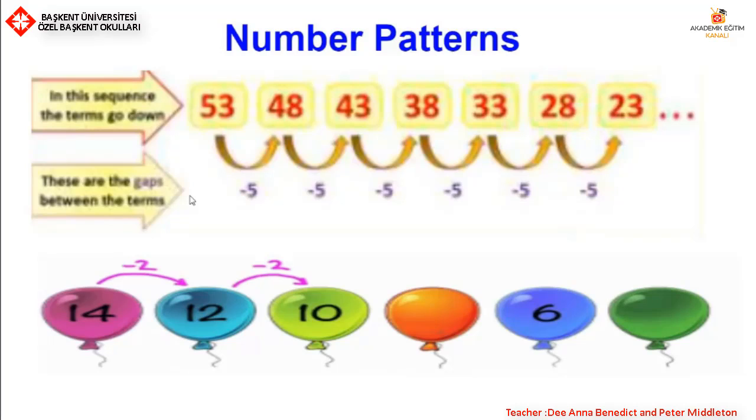So the purple balloon is 14, the blue balloon is 12, the yellow balloon is 10. What is the red balloon? Well, we know that there's 2 as the difference, as the pattern. So 14, 12, 10. The red balloon must be 8. The blue balloon is 6. What do you think the green balloon is? Can you tell me?